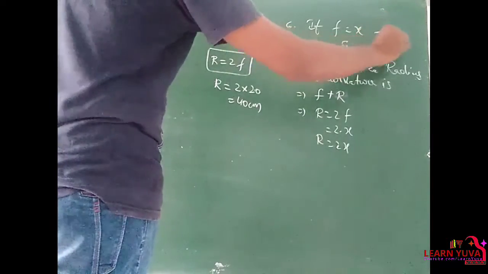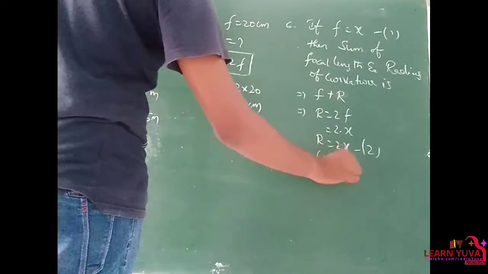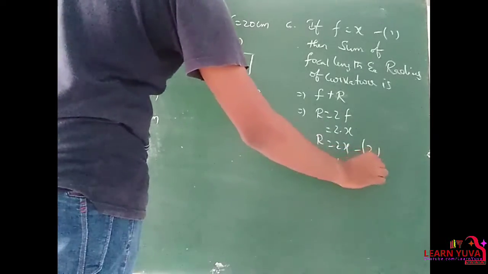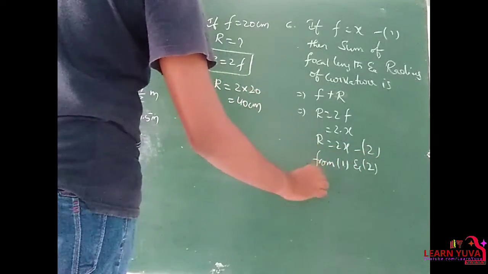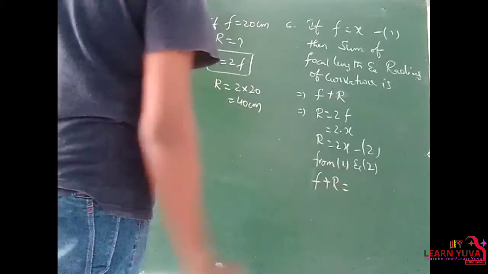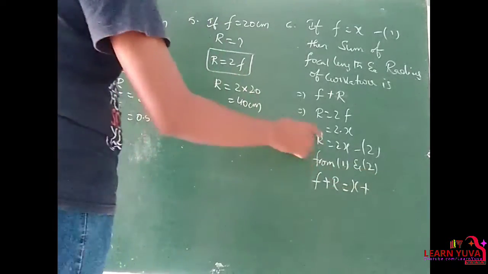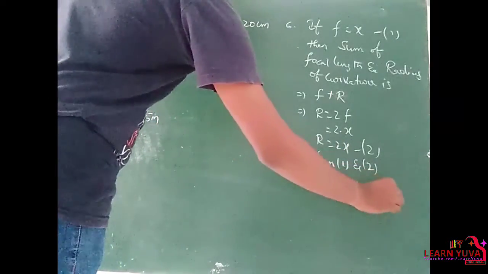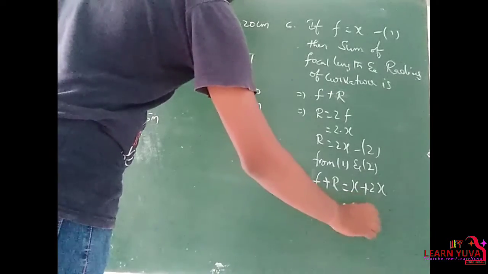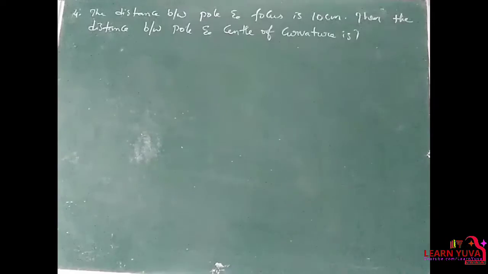So from 1 and 2, f plus r is equal to the f value x plus the r value 2x. So x plus 2x is equal to 3x. That's it. That is the question.